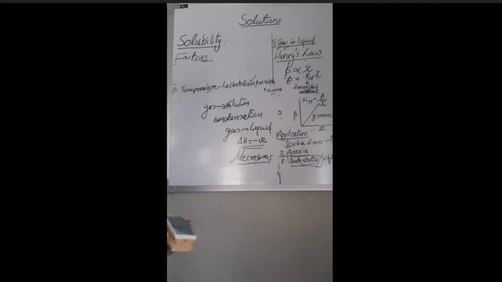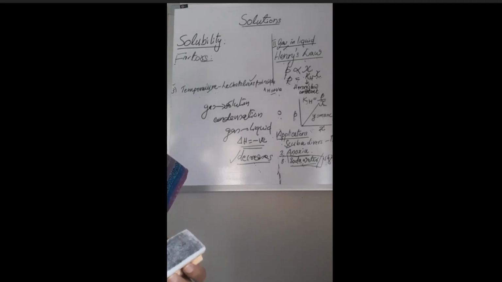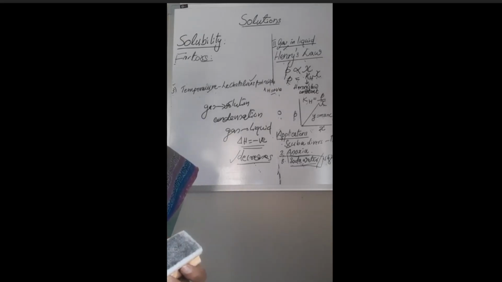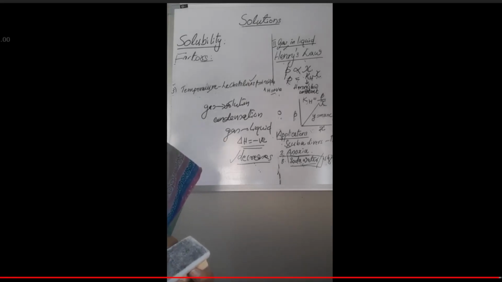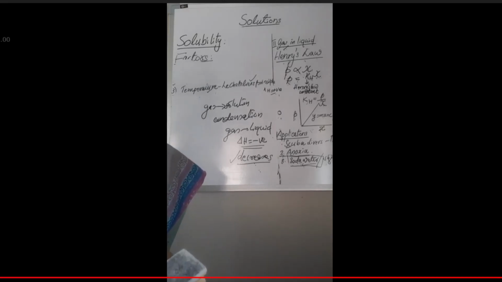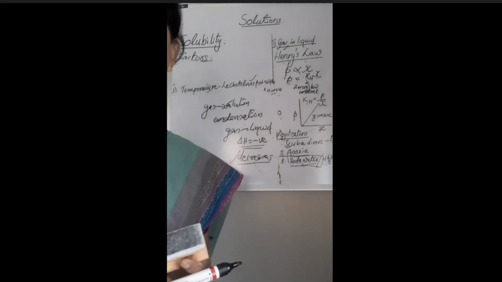This is one reason why aquatic species are more comfortable in cold water than in hot water. In cold water, the solubility of oxygen is more, so more oxygen will be present. Whereas in warm water, the amount of dissolved oxygen will be less, so aquatic species are not so comfortable in warm water. These are the important points of Henry's law.